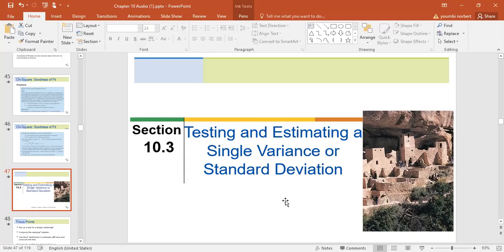So to test for the chi-square, we have H0: sigma square is equal to A. H1: sigma square is less than A for a left tail, sigma square is greater than A for a right tail, and sigma square is different from A for a two tail.